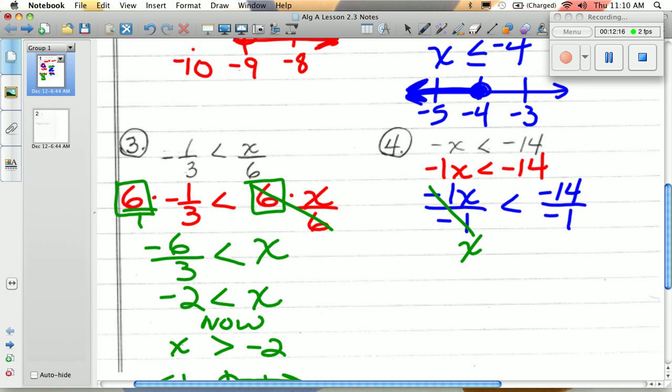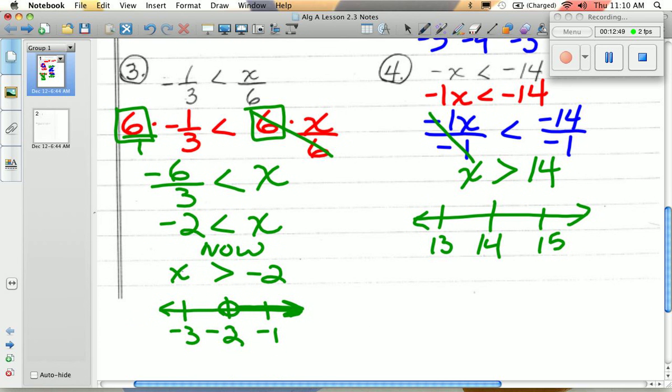Should we reverse the symbol? Yes. Why should we reverse the symbol? We divided by a negative, so we're going to make it is greater than. And what's negative 14 divided by negative 1? 14. Positive 14. Okay. We're ready to graph it. Remember, without having to use a ruler and measure it, you should be showing equal distance between your integers. Should we shade that circle in 14? No. Okay. And should we shade to the left or should we shade to the right? Right. Let's shade to the right, okay.